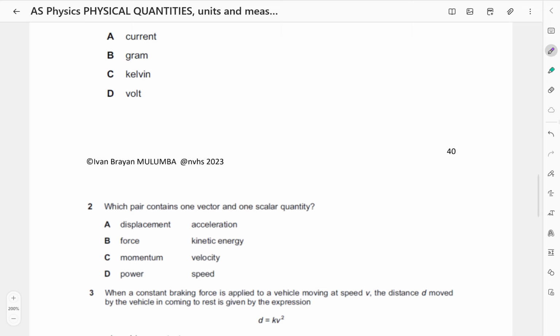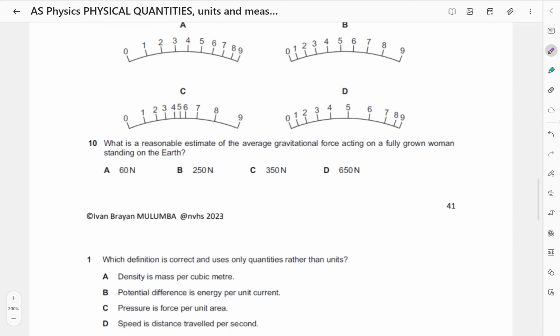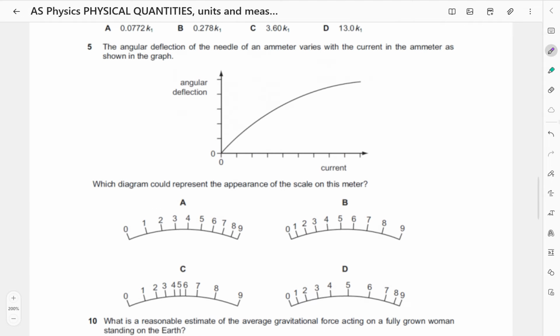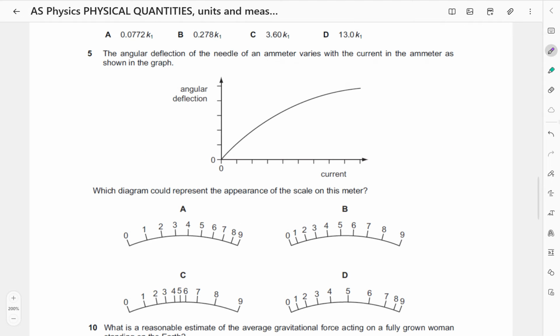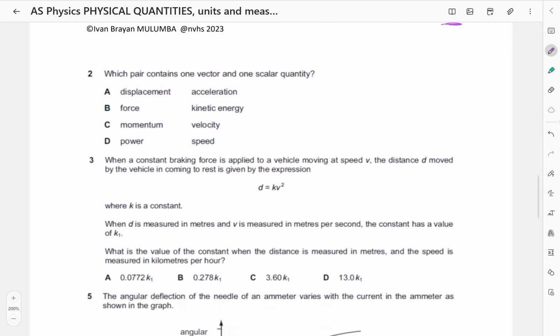In part 4, I think we stopped on page 40, and in part 5, I want us to start from page 41. Without wasting time, I want us to go to the document and start solving.